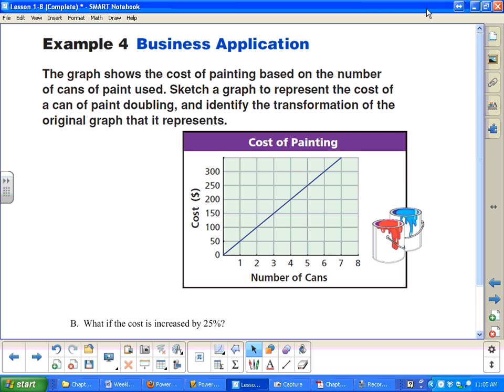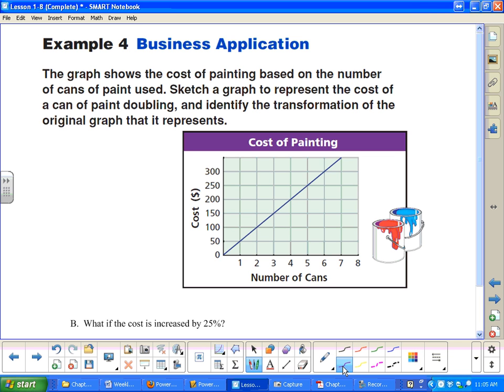So, what happens if I double the cost? How would I be able to show that on the graph? Okay, so we pick y values, and we can take those y values and we can double them.